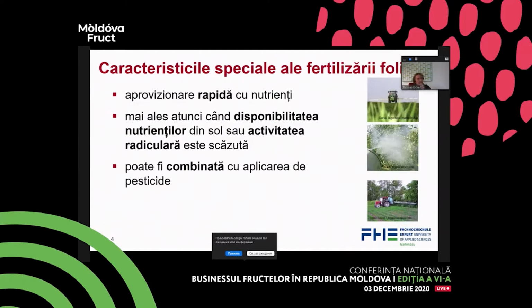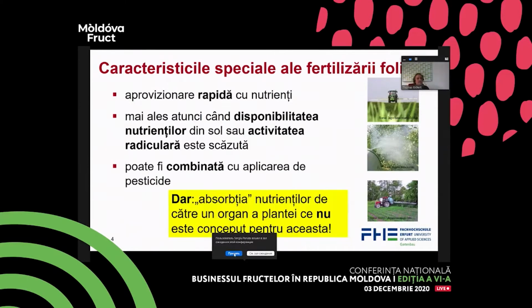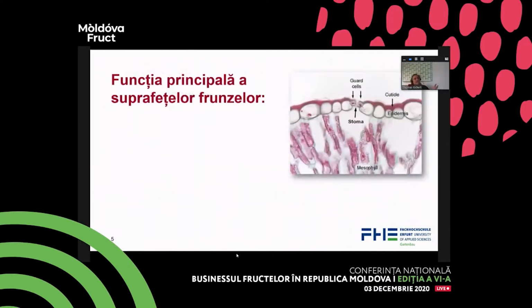And one advantage is that we can save time and labor and money by applying it together with, for example, pesticides. It could be mixed in the tank with the pesticides, but we must be aware that the uptake takes place by an organ of the plant which is not designed for it. The organ which is thought to absorb the nutrients and the water are the roots, and this poses some difficulties.